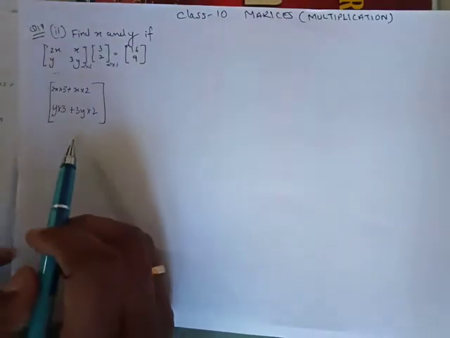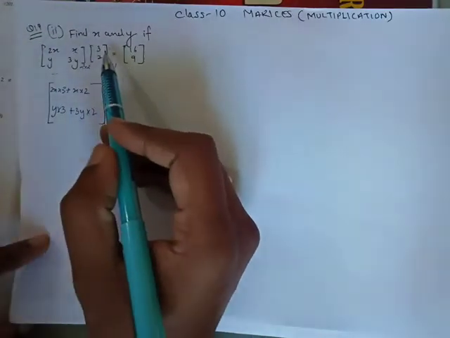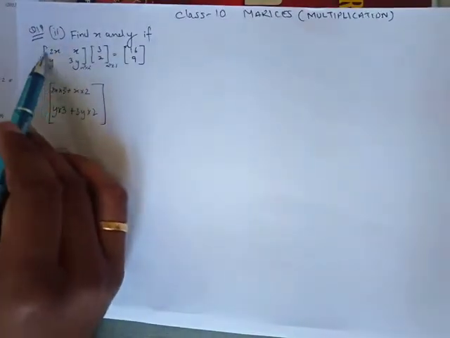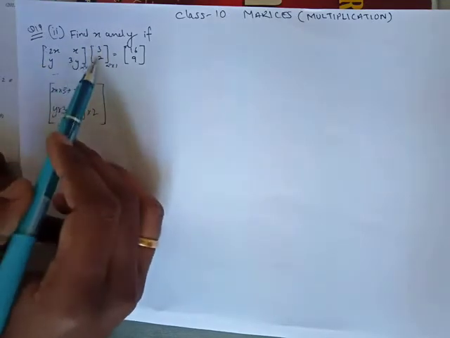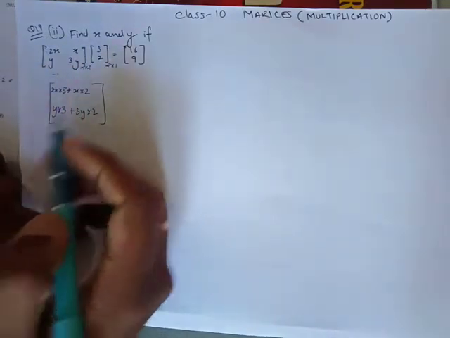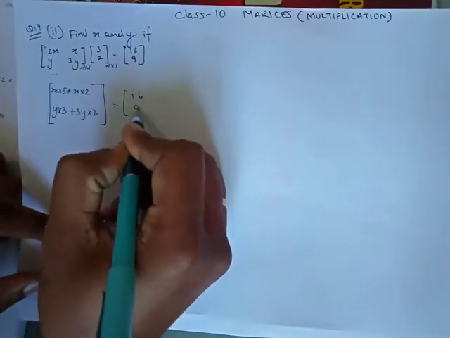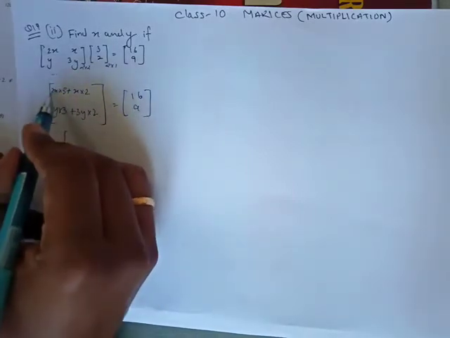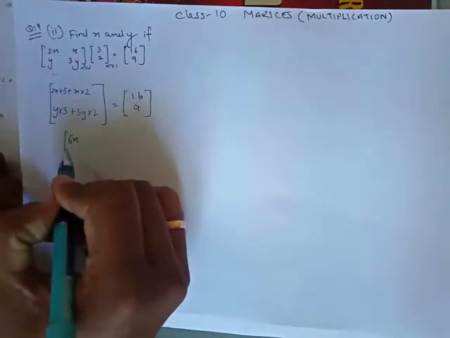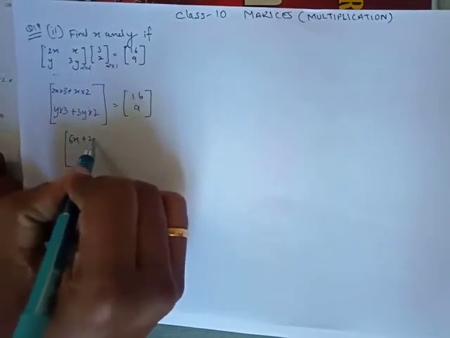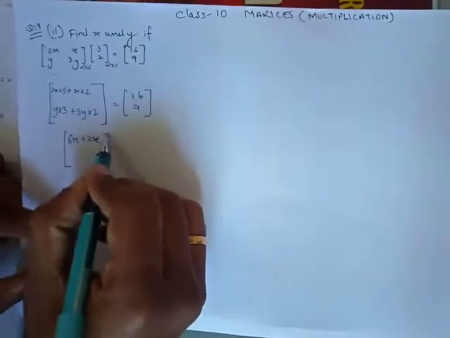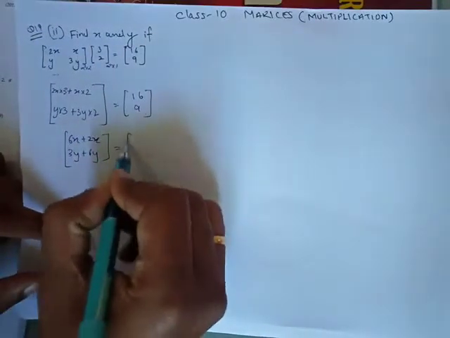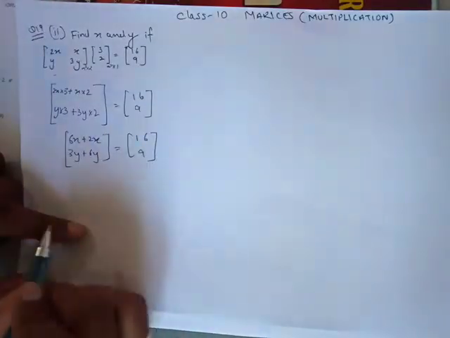Now I don't have any more columns that I can multiply with the rows. So I multiplied this by this column, this by this column. I don't have any other column to multiply. So I'll be solving this out. When I solve this out, I'll be getting 6x plus 2x, sorry, and then this is going to be 3y plus 6y equals to 16 and 9, right?